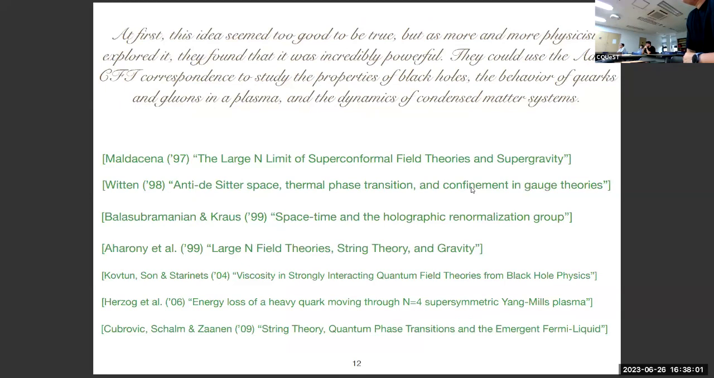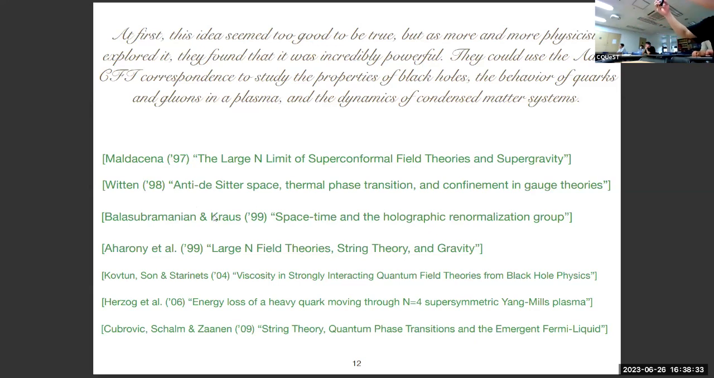At first, this idea seemed too good to be true, but as more and more physicists explored it, they found that it was incredibly powerful. They could use the AdS/CFT correspondence to study the properties of black holes, the behavior of quarks and gluons in a plasma, and the dynamics of condensed matter systems. So this is the start, fairly quickly after Maldacena's example of AdS/CFT, of what one might consider AdS/CMP, AdS condensed matter.